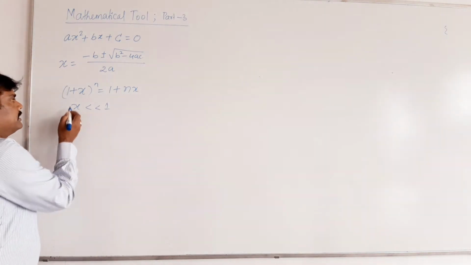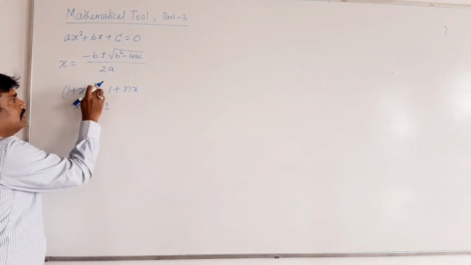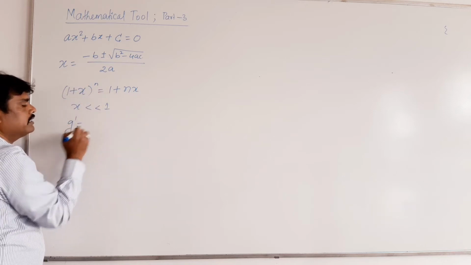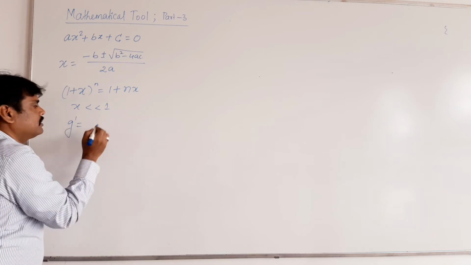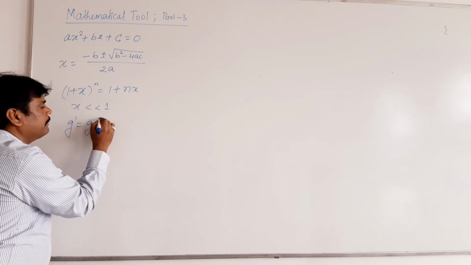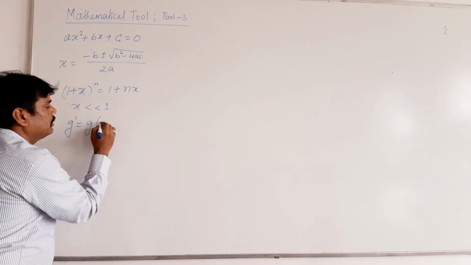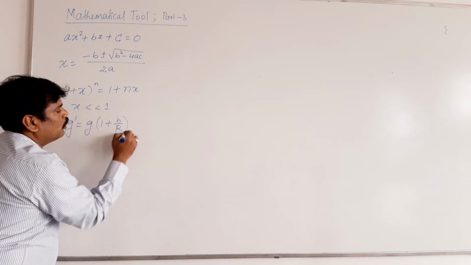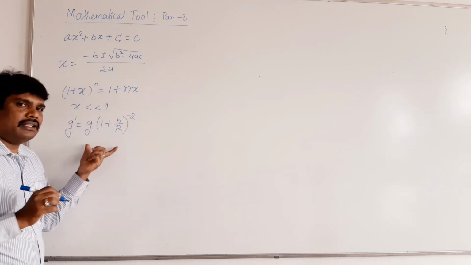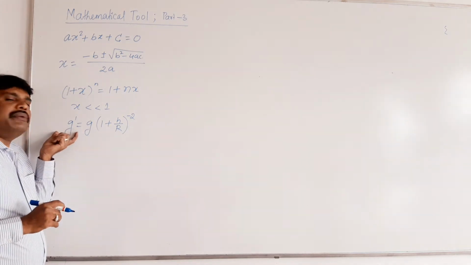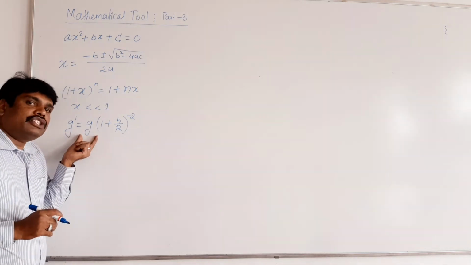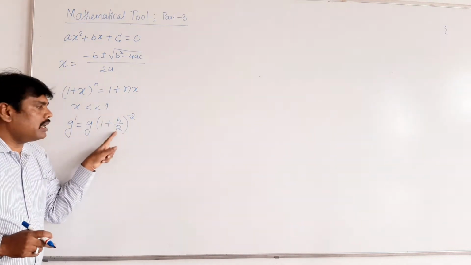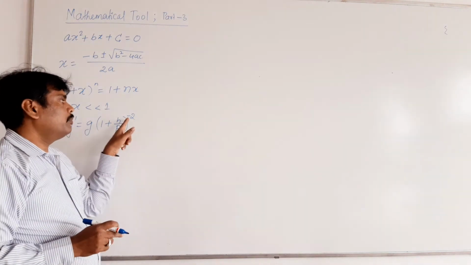For example, to simplify a power, we have taken an equation, acceleration due to gravity g dash at any height h, which should be equal to g of, after simplification, 1 plus h divided by r whole to the power of minus 2. I have taken the expression for acceleration due to gravity at a certain height. g is the acceleration due to gravity on the earth's surface, h is the height and r is the radius of earth. 2 is the power of this equation.